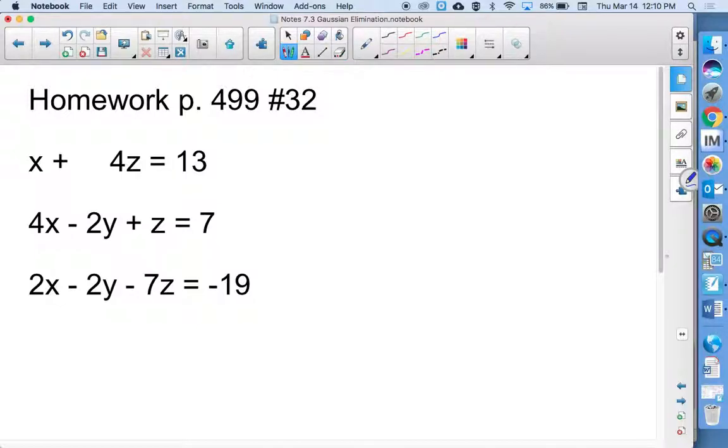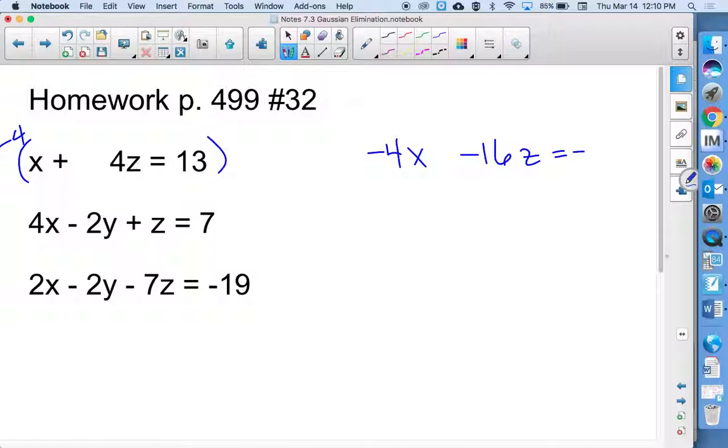Using the first equation and comparing it to the second, Anna, what could you multiply the first equation by so that we eliminate the 4x in the second equation? I multiply the first equation by -4. Yeah. So taking the first equation, multiplying it by -4, and then that gives you what, Anna? -4x minus 16z is -52.